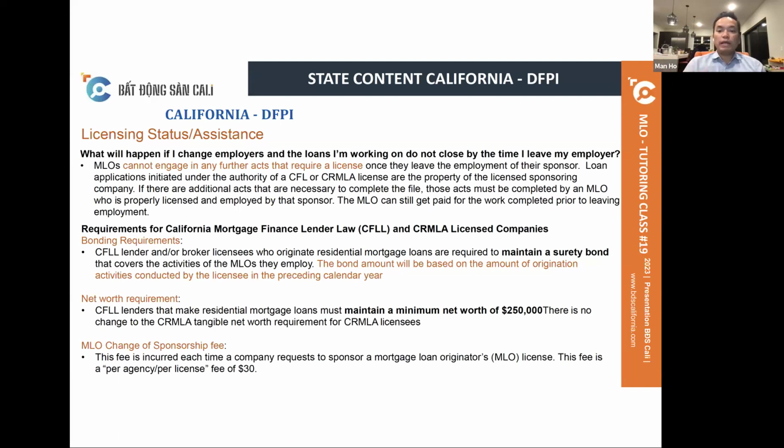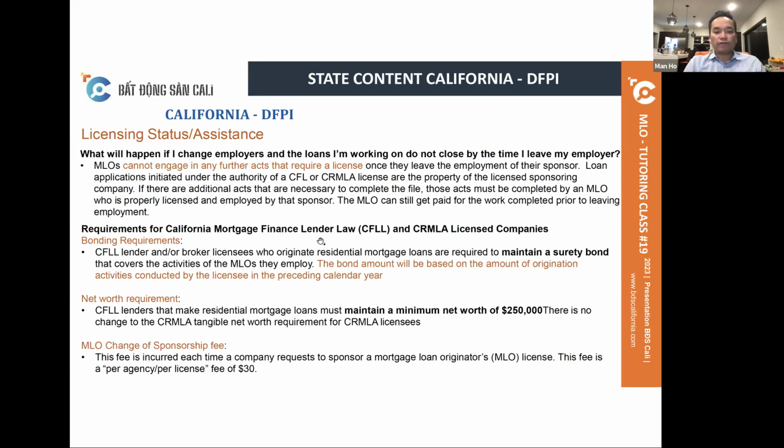Okay, because those files belong to the sponsor, not to you. They belong to a broker, not to you, right? Loan applications initiated under the authority of a CFL or CRMLA license are the property of the license sponsor, right? That I just said. If there are additional acts necessary to complete the file, those acts must be completed by an MLO who is properly licensed and employed by that sponsor, right? So let's say if you leave in the middle of a loan, then another MLO will be assigned to those loans so that the loan can be completed while you move on to the next chapter of your life, right?